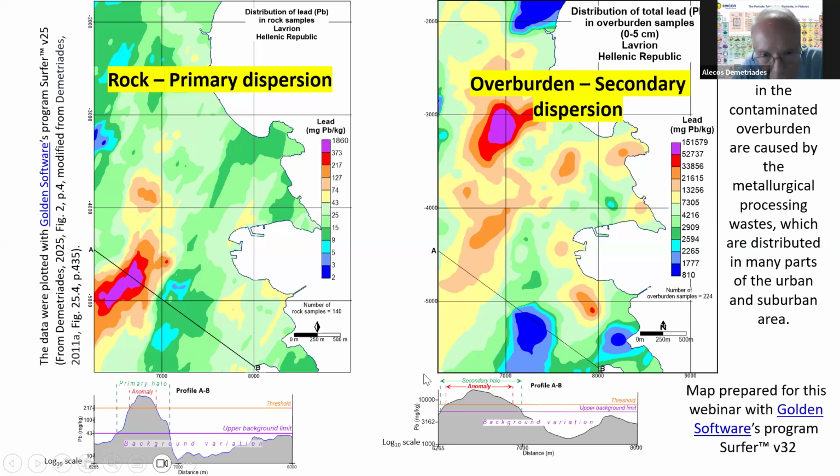Okay, so you can see that the anomalous range, the background variation, the halos, let's say in numbers, are completely different. So this is why one has to be careful when defining these terms to say in which material it is defined.